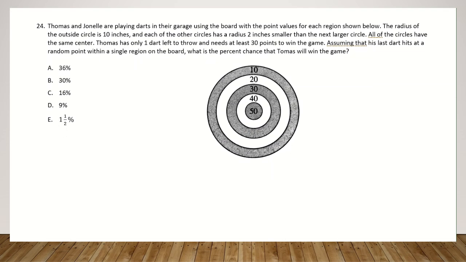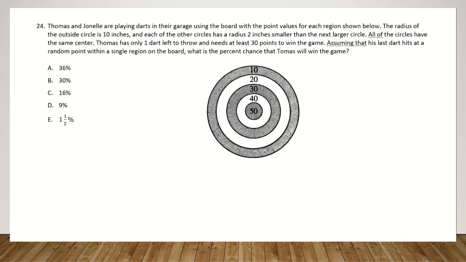Thomas and Janelle are playing darts in their garage using the board with the point values for each region below. The radius of the outside circle is 10 inches and each of the other circles has a radius 2 inches smaller than the next larger circle. All the circles have the same center. Thomas has only 1 dart left to throw and needs at least 30 points to win the game. Assuming that his last dart hits at a random point within a single region on the board, what is the % chance that Thomas will win the game?